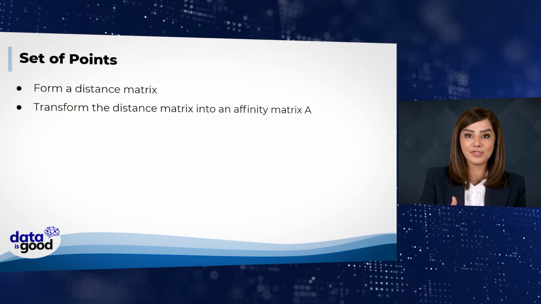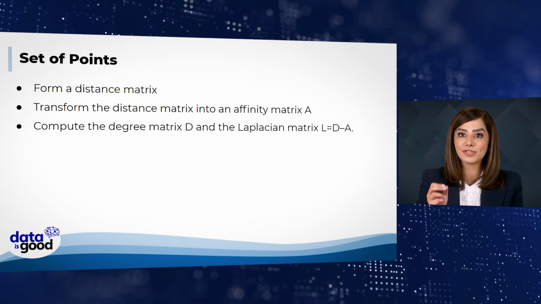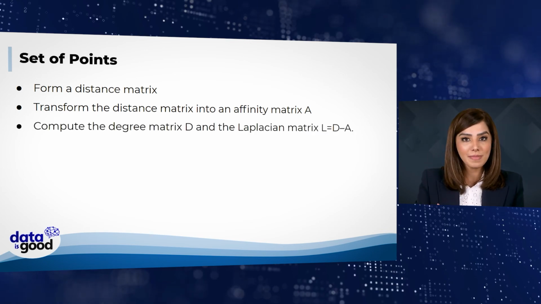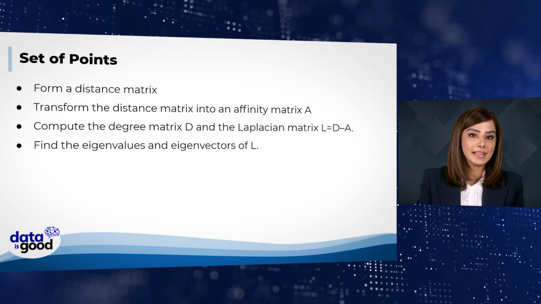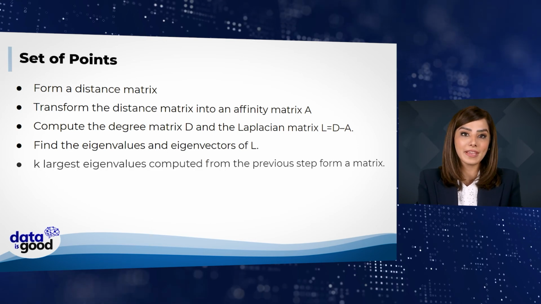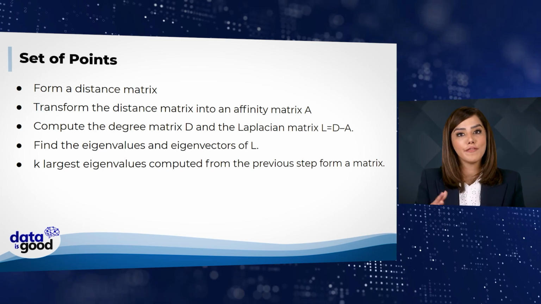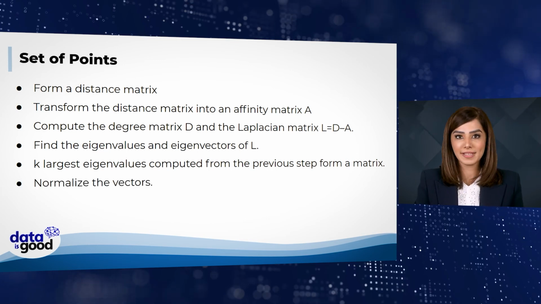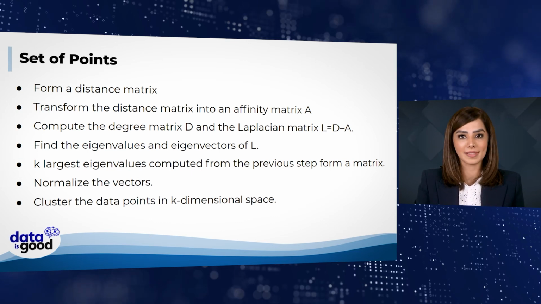Transform the distance matrix into an affinity matrix A. Compute the degree matrix D, and the Laplacian matrix L is equal to D minus A. Find the eigenvalues and eigenvectors of L. With the eigenvectors of the k largest eigenvalues computed from the previous step, form a matrix. Normalize the vectors. Cluster the data points in k-dimensional space.